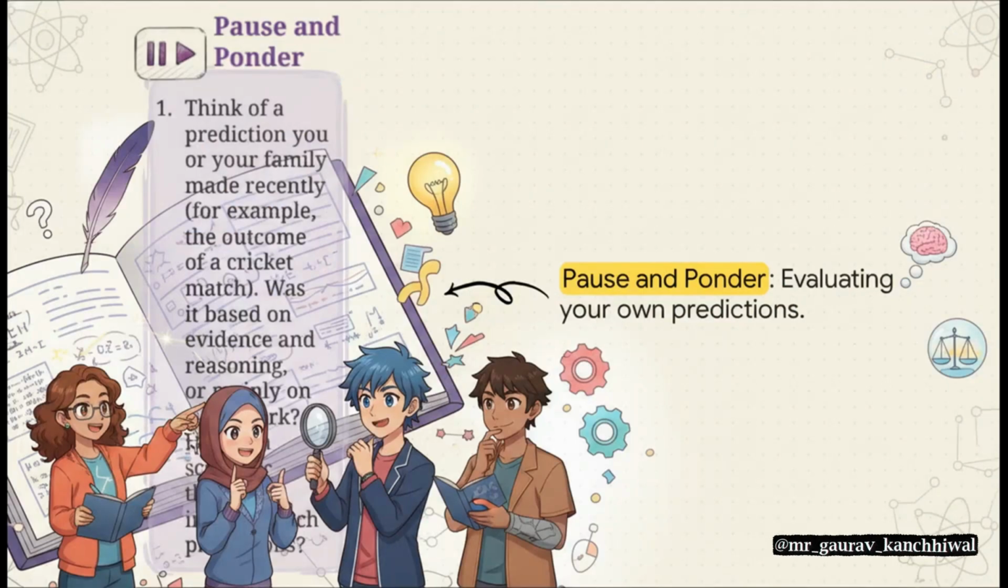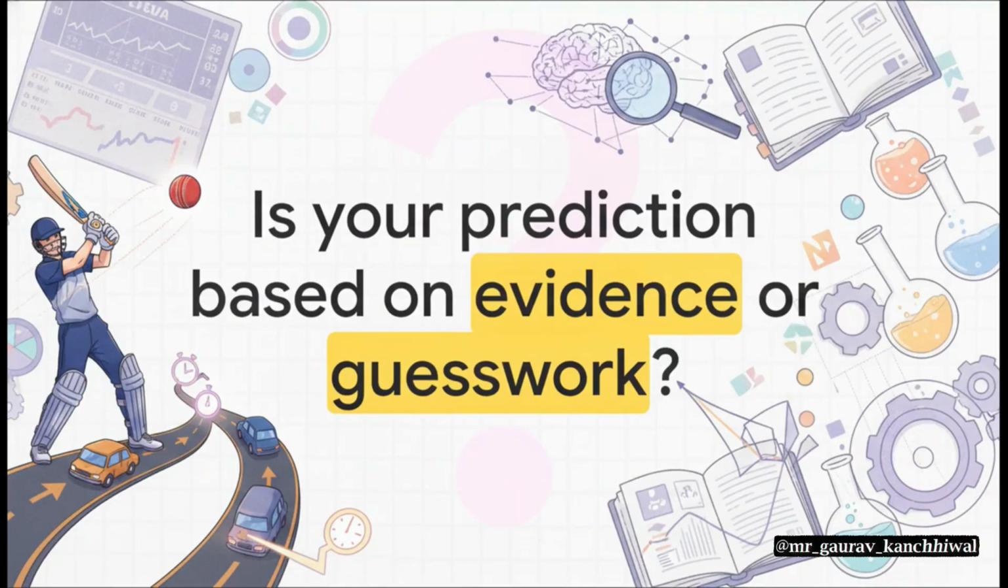Let's bring all these concepts home with a quick pause and ponder exercise. I highly encourage you to try applying everything we've just unpacked in this explainer to your own daily life. Think of a recent prediction you made. Maybe it was about who would win a cricket match or how long your drive to work would take today. Was it genuinely based on measurable evidence and solid reasoning, or was it basically just guesswork? How could you use the language of science to dramatically improve your own everyday predictions?